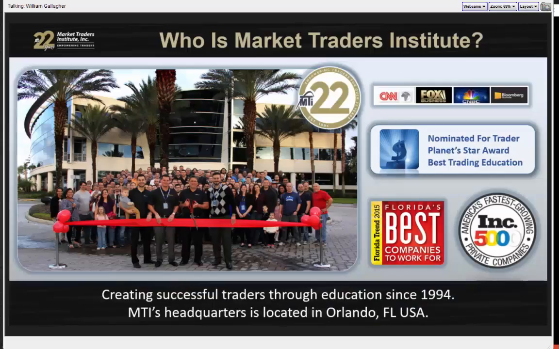We're getting a little bit of accolades here. We're nominated for one of Trader Planet's Star Awards for Best Trading Education. Florida Trend Magazine nominated us as one of Florida's best companies to work for, I think not only in 2014 and 15, but also in 2016.